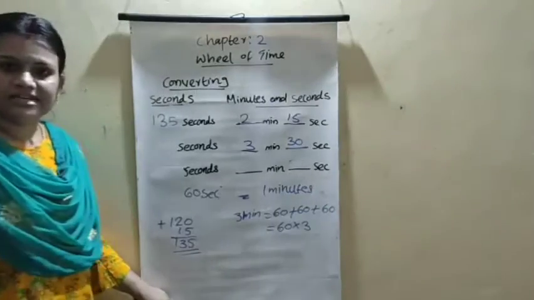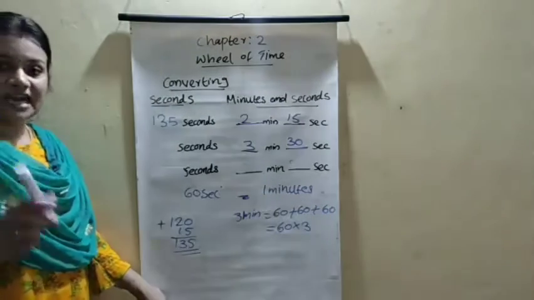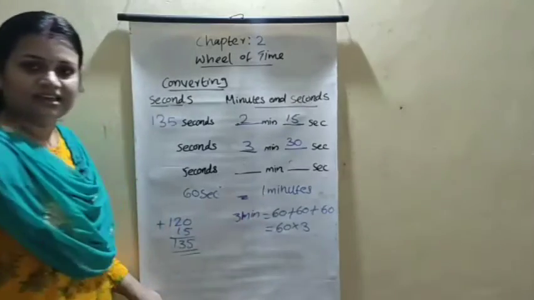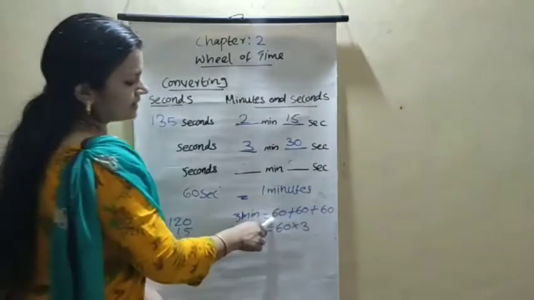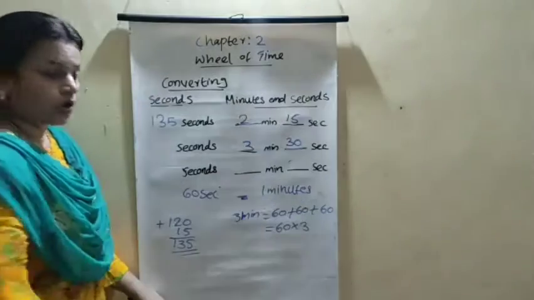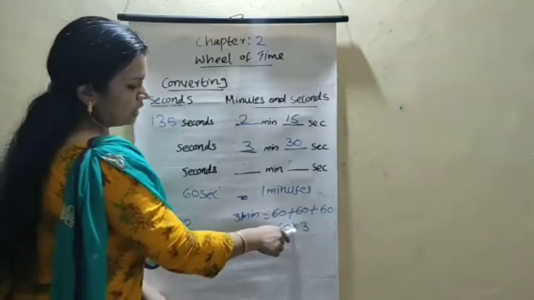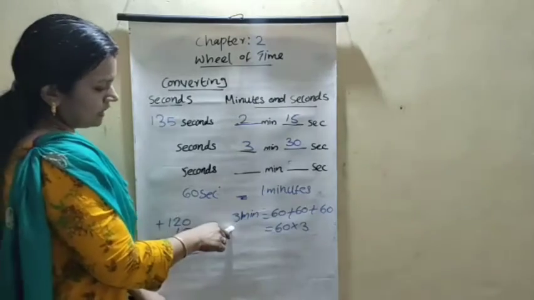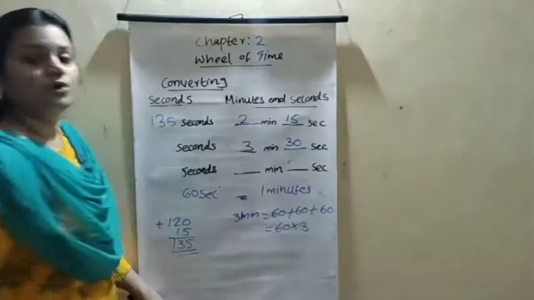Do you know the multiplication table? So you should study the tables 1 to 10, so we can write this easily. Either we add 3 times 60, or we multiply 60 into 3. 3 minutes: 1 minute equals 60 seconds, so 3 minutes equals 60 into 3.